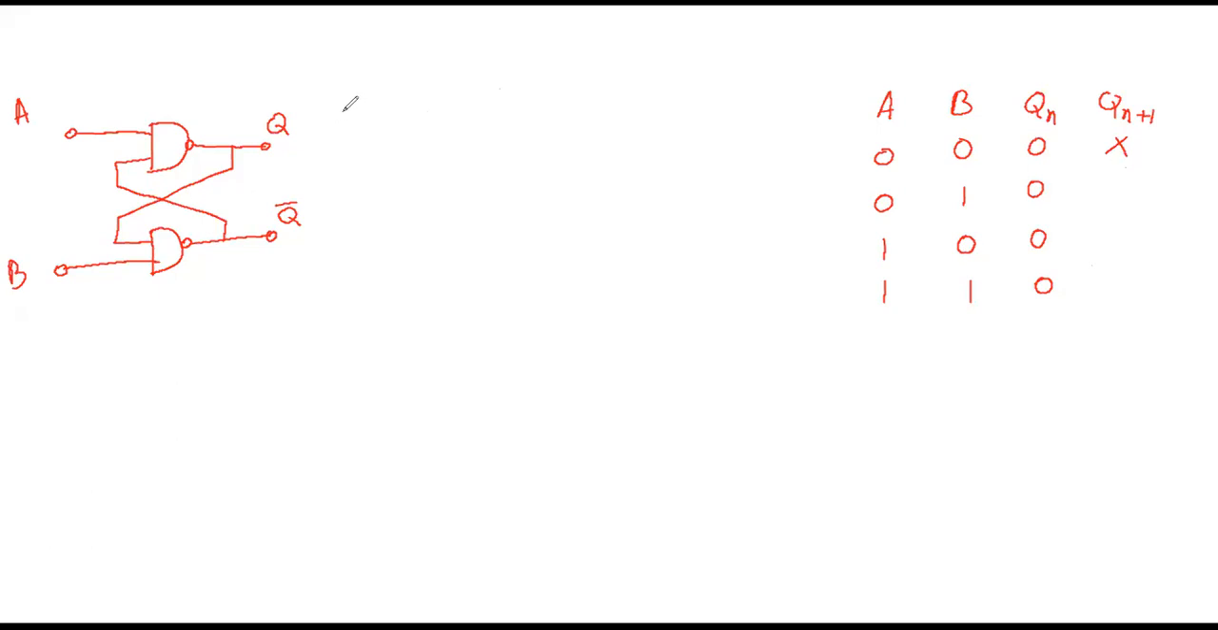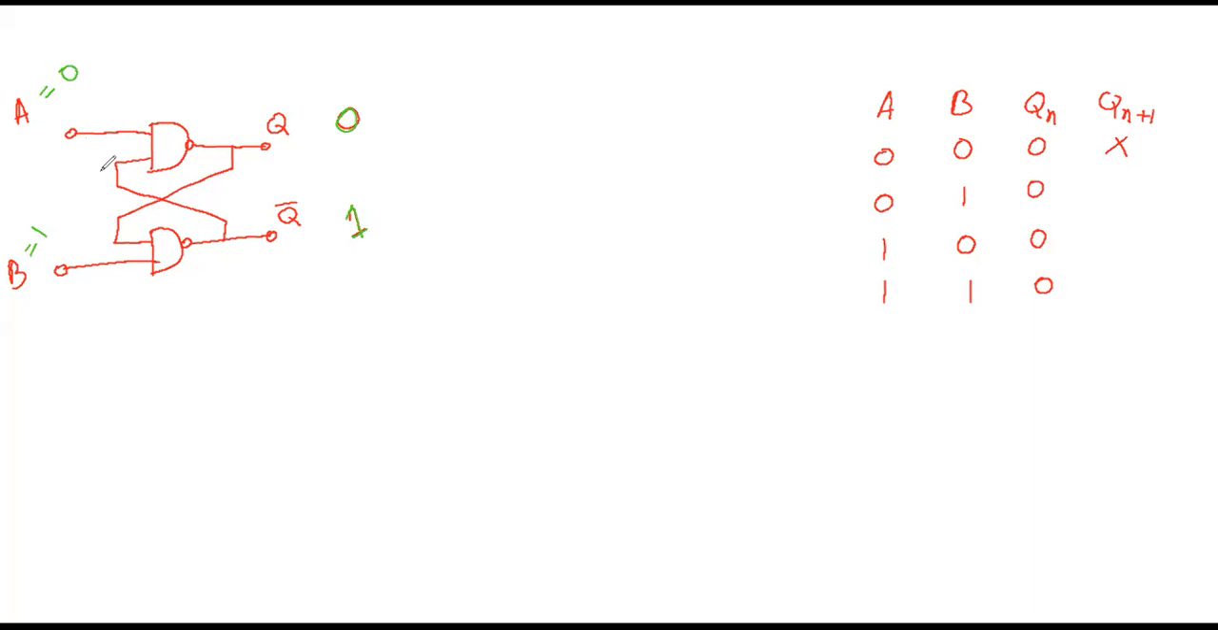So I am assuming Q as 0 and Q bar as 1. Let me choose a different color. Okay. So Q as 0 and Q bar as 1. This is 0 and this is 1. Now I am applying 0 at A and 1 at B. B is equal to 1.